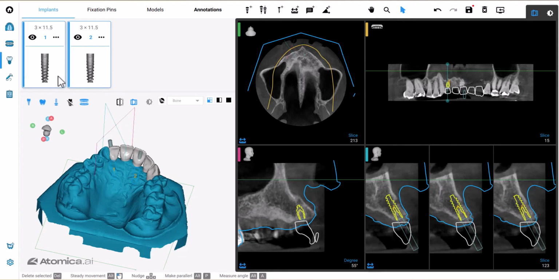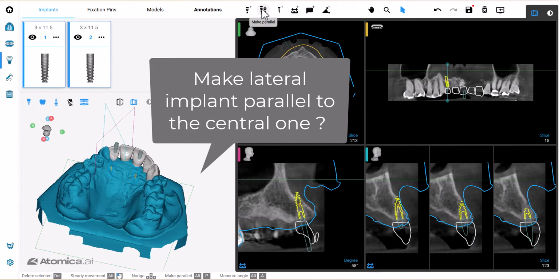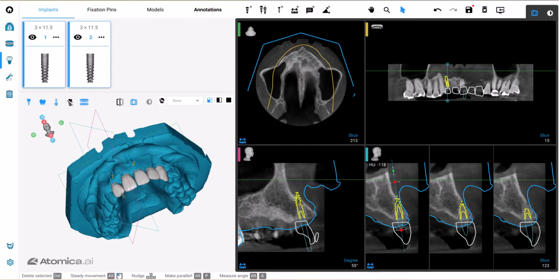Here I'm making the two implants parallel on the central implant position. By checking this position, the lateral implant needs further adjustments.